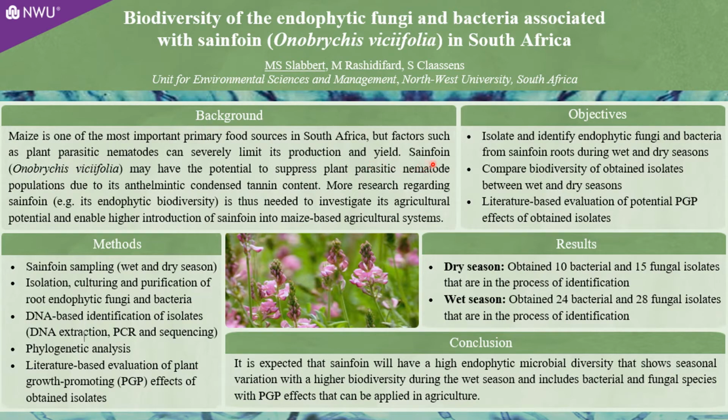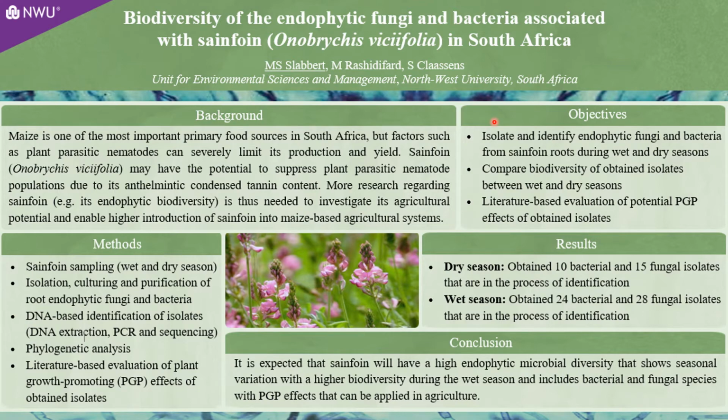So in this context, sainfoin, Onobrychis viciifolia, which is a perennial forage legume, may have the potential to suppress plant parasitic nematode populations due to the production of anthelmintic condensed tannins in its leaves and stems. So ultimately, more research regarding sainfoin is needed, for example its root endophytic biodiversity, which has yet to be studied, to investigate its agricultural potential and also enable higher introduction of sainfoin into maize-based agricultural systems.